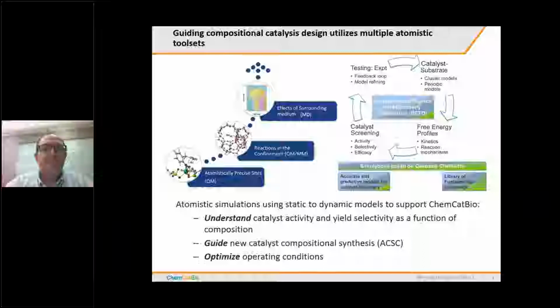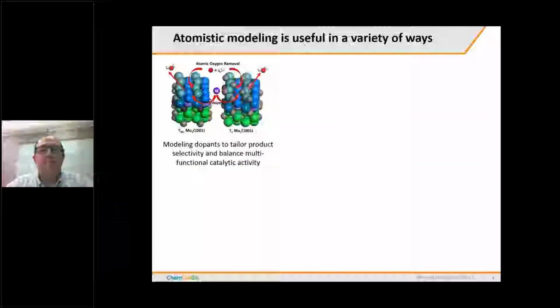Our ultimate goal for the atomistic simulation team to support the ChemCatBio is, first, we want to understand catalyst activity and selectivity as a function of the composition of the catalyst. We also want to guide new catalyst synthesis and work with the AC/SC team inside of the ChemCatBio. Finally, not only designing the catalyst active site, we also want to optimize the operating conditions like temperature and pressure, etc. How do we do the atomistic modeling to achieve these goals?